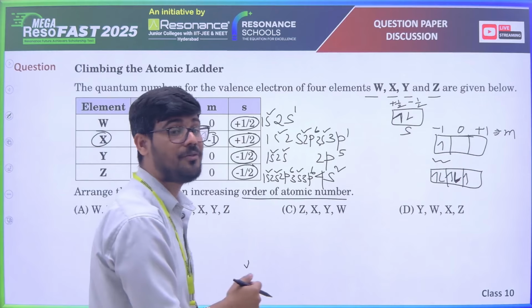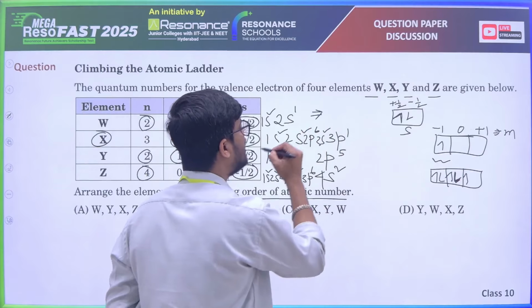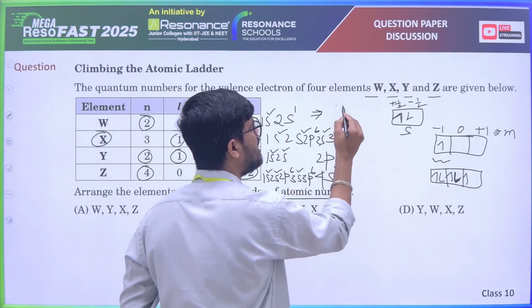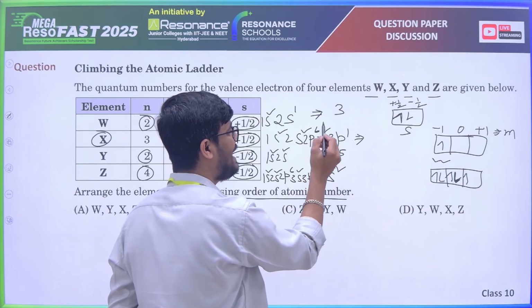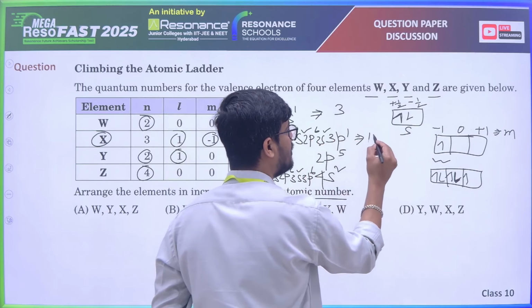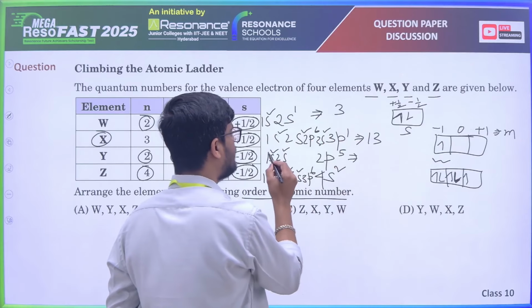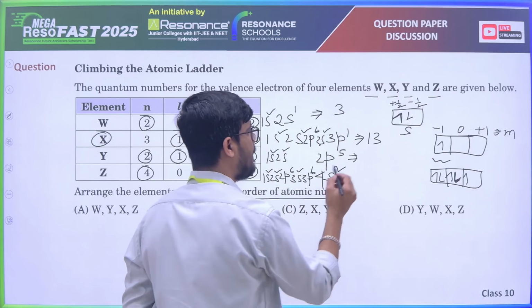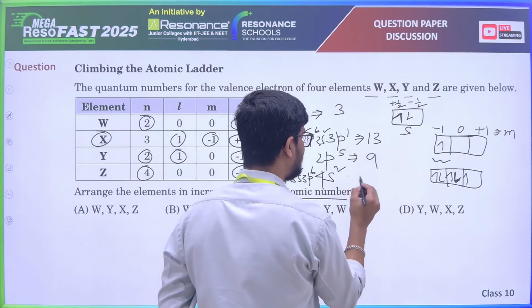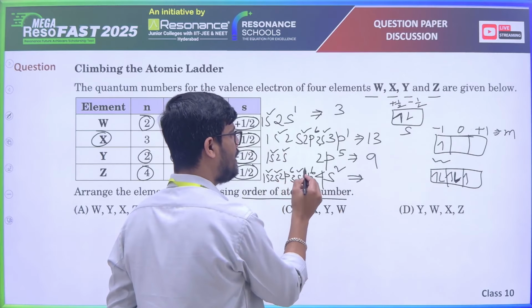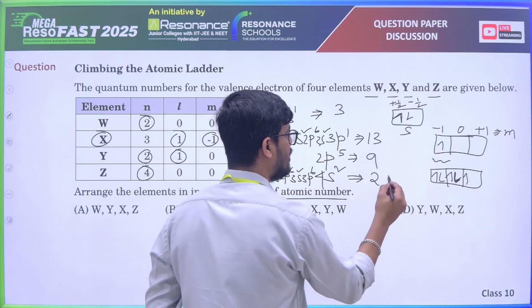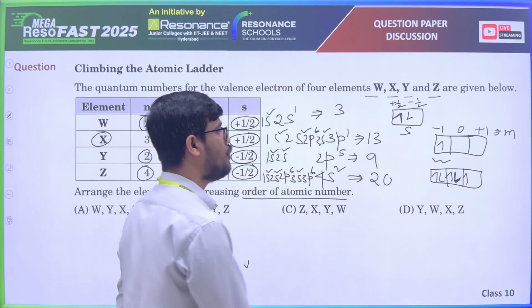Now count the number of electrons. In this case total number of electrons is 2 plus 1, 3. In this case 2 plus 2, 4, 6, 10, 12 and 1, 13. In this case 2, 4 and 5, 9. In this case 2, 4, 6, 10, 12, 18, 20. So this is the electron number.